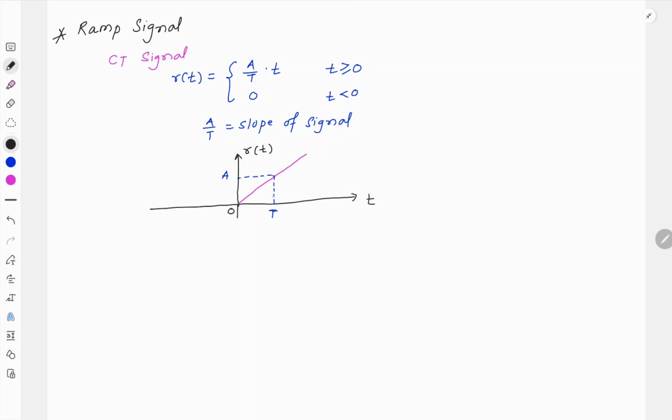So this ramp signal is always drawn for the positive time values because the signal is represented as (A/T) into t for t greater than or equal to 0. Similarly, we have the unit ramp signal. As the name suggests, it is unit ramp, therefore the slope of the signal, which is denoted by A/T, will be equal to 1 in this case. Therefore, the equation of the unit ramp signal r(t) will be t for t greater than or equal to 0, and 0 for t less than 0.